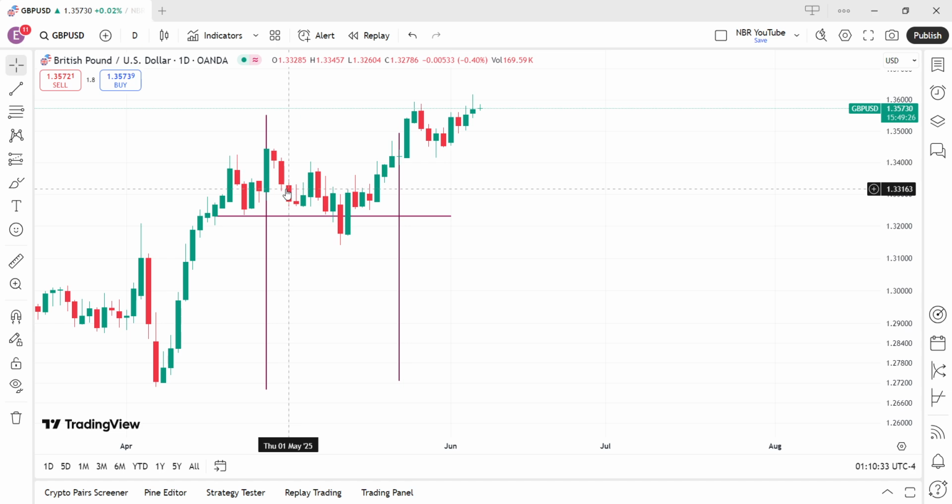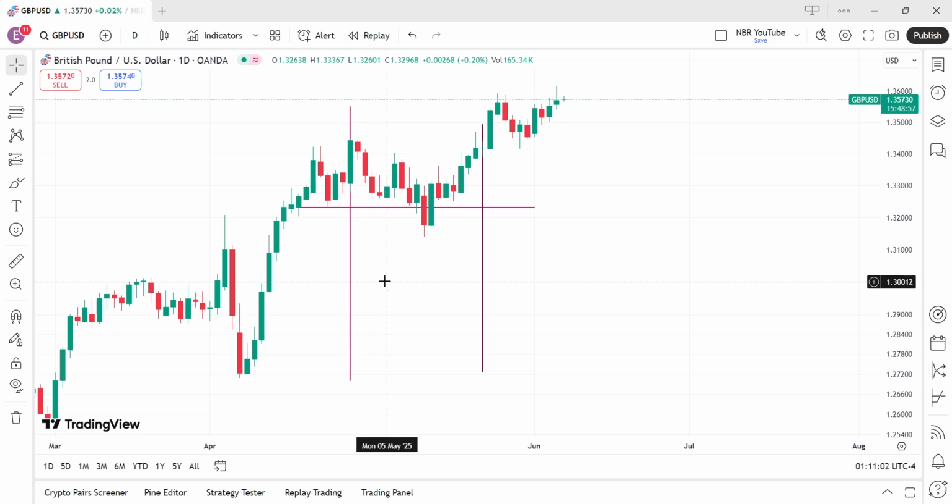The reason is because the internal liquidity was already taken on the daily time frame. And I have another internal liquidity in this area here. You will not understand how to define them later on because mainly I'm focusing on the optimal trade entry. I'm not going to explain other things now.